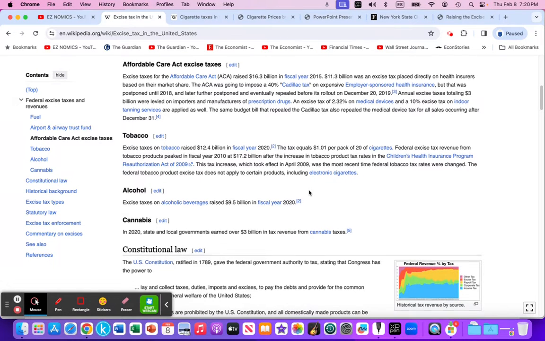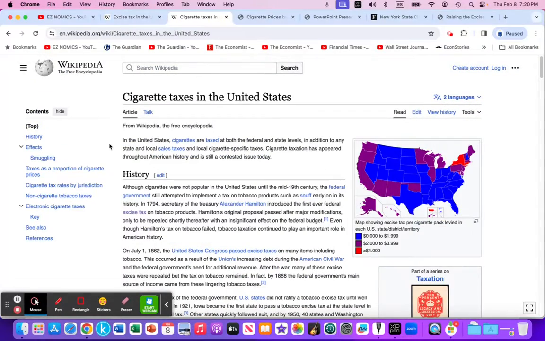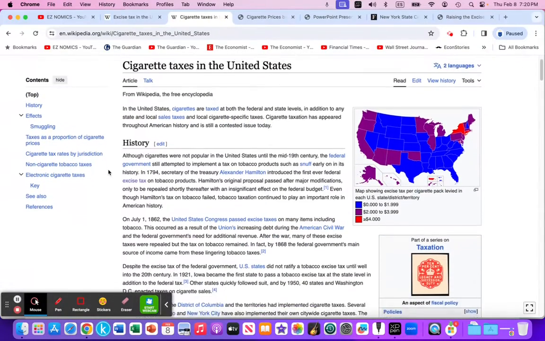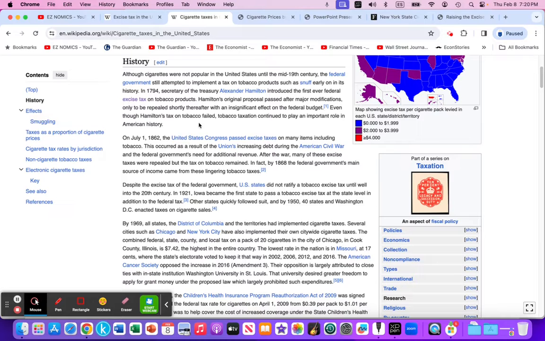Cigarette taxes in the United States, in terms of its history, go back quite a bit to almost the beginning of the United States. In 1794, the first Treasury Secretary of the United States, Alexander Hamilton, introduced the first ever federal excise tax on tobacco. And then during the Civil War, the United States Congress passed excise taxes on a variety of items, which included tobacco. And this was a means to generate more tax revenue to pay for the war effort.